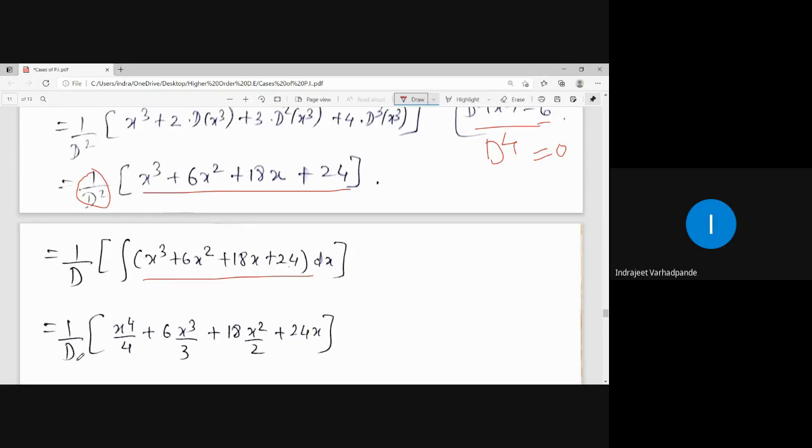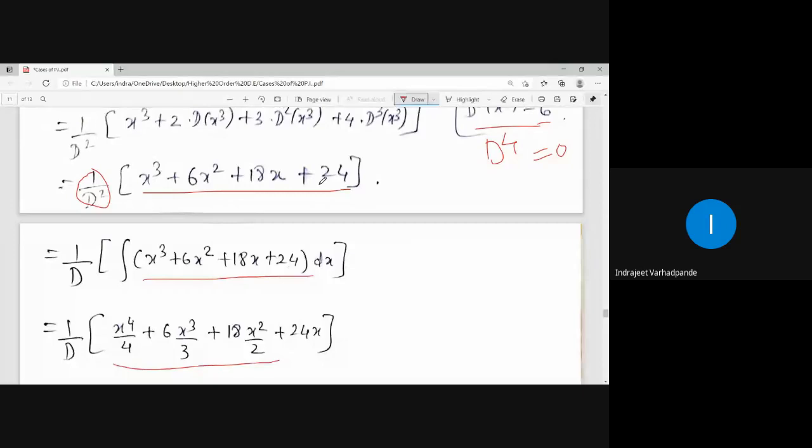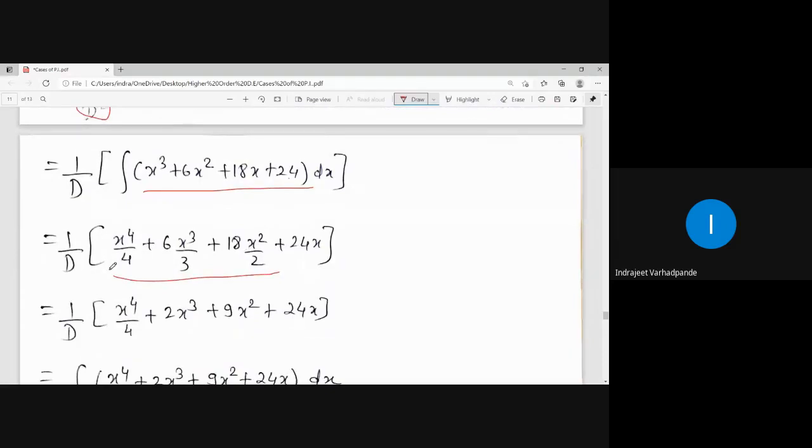So this is 1 by d of this term. 1 by d will represent again integration with respect to x. So one more time we have to integrate it with respect to x, because we are not yet completed with the solution or the final answer. So 1 by d will again be integration with respect to x. Just simplify: 6 by 3 is 2, 18 by 2 is 9, and afterwards again we do the integration.